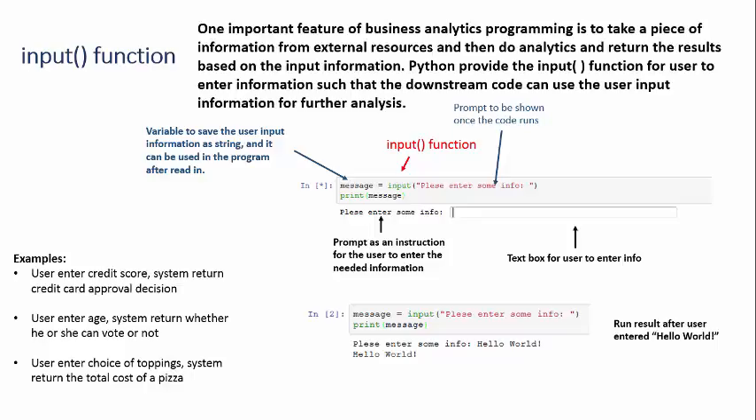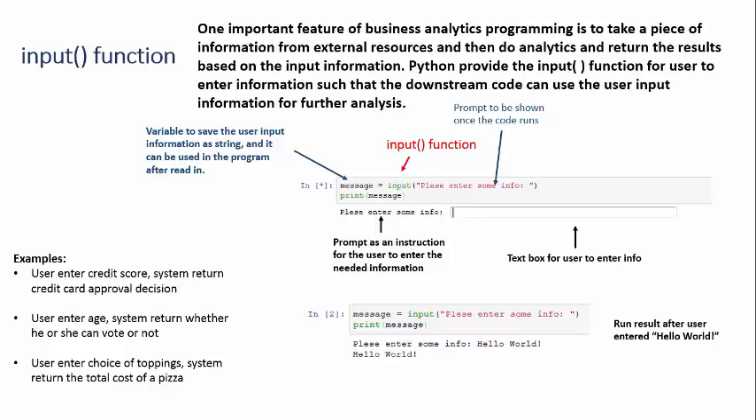And probably you have already applied for credit cards online. You enter all your information and click submit, and then within seconds you get whether you have been approved or not for a particular credit card. So the user information is captured through a particular function, and in Python it is the input function. Another example is the user can enter age, and the system will return whether he or she can vote or not.